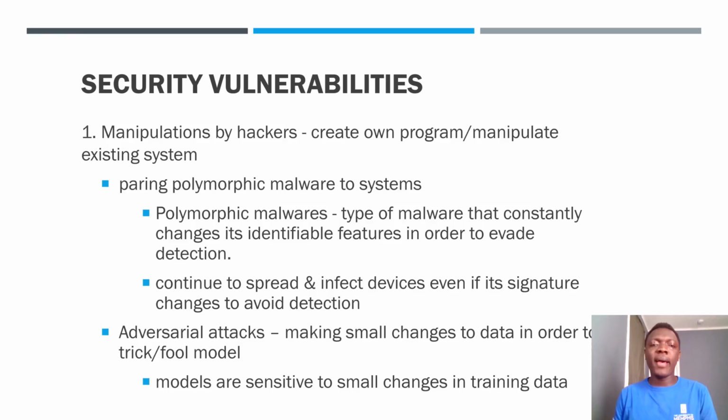Another way is also by what we call adversarial attacks. So adversarial attacks is when a hacker is able to make some small changes to the data in order to trick or fool the model. Hackers use this technique in order to confuse a model in classification.